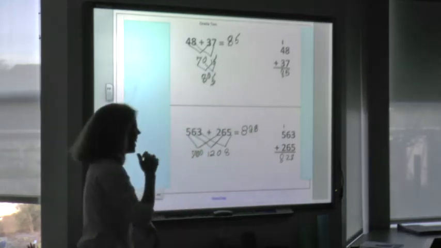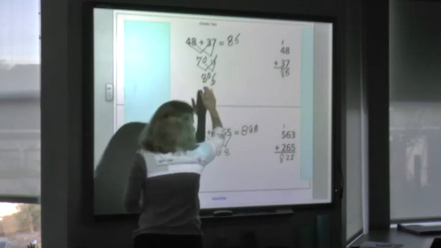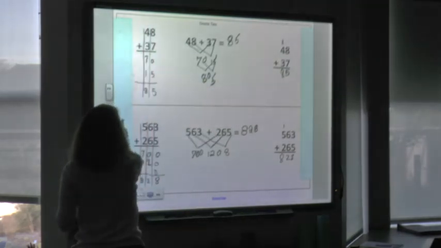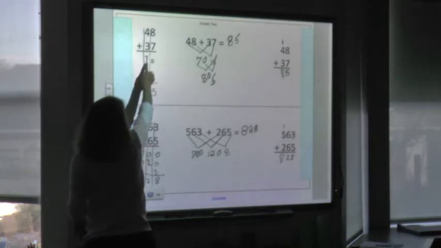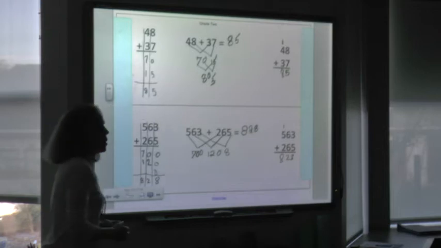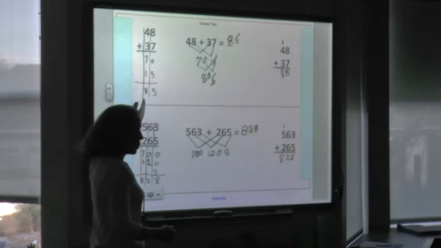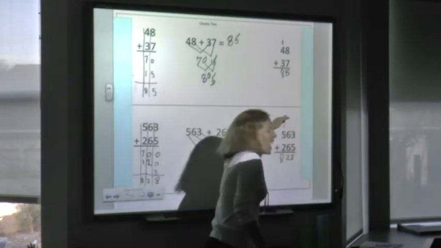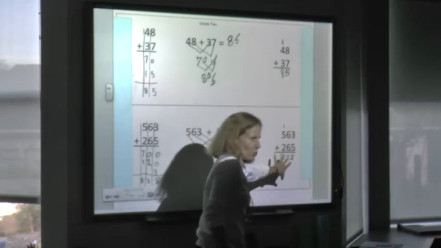You know what? It's kind of hard for me to see. Could you put it vertical? So we have them record it vertically. 40 and 30 is 70, 8 and 7 is 15, and then they join those parts. Because I want them to be able to work in a vertical column, so eventually this transition's pretty easy. Because when you have a lot of numbers, this algorithm is beautiful.